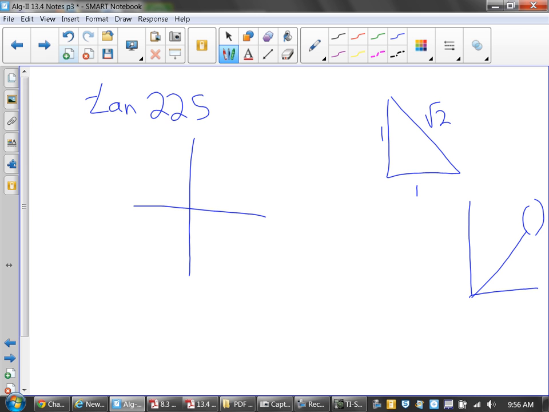What quadrant is 225? Third. Is tangent positive or negative? Answer is 1.